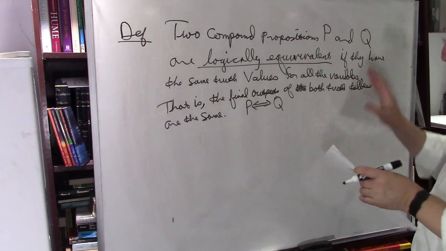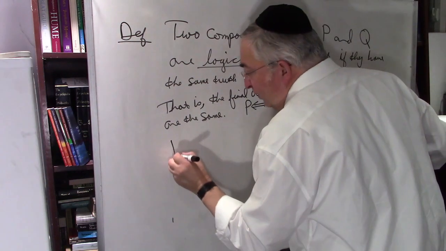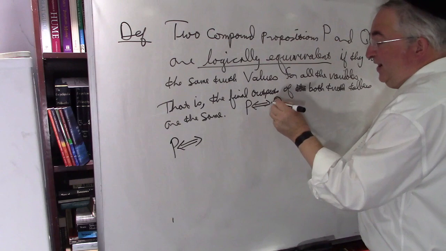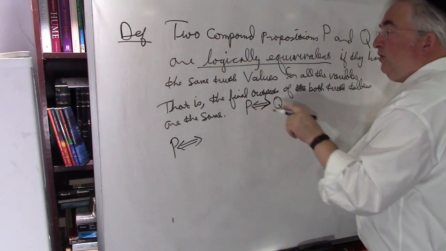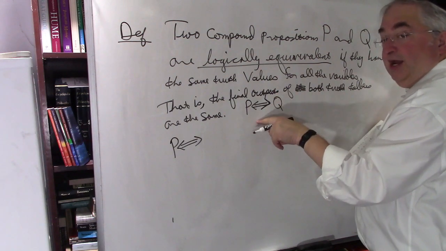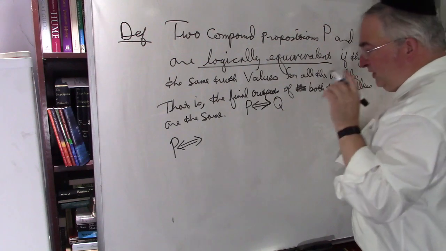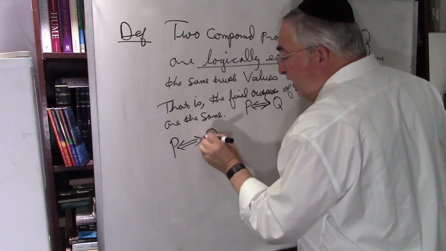Okay, let me say it a third way. P double arrow Q. Very important. This is not a logical symbol. This is saying P is logically equivalent to Q. It's not like the other symbols. It looks like a double arrow thing, but it's not. Let me explain this, and then I promise you'll see examples and you'll understand it.